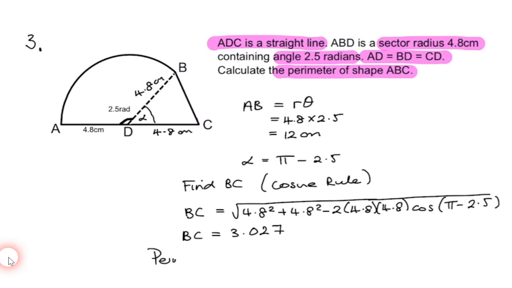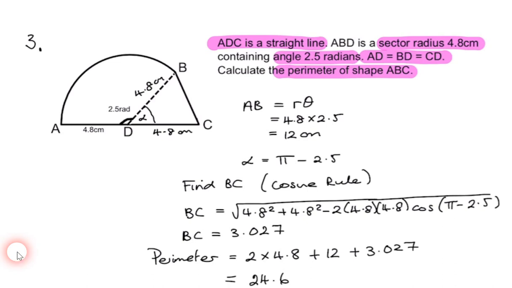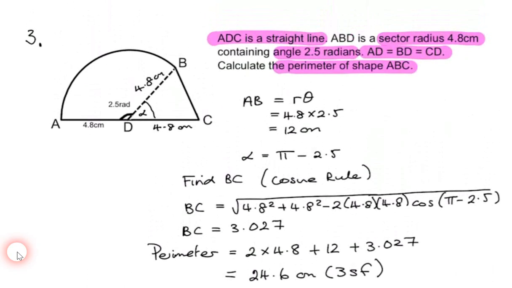So the perimeter is, well, it's 2 lots of 4.8, which is the length AC, plus AB, which is the 12, plus the answer I've just found. Okay, and if you add those together, you get 24.6 centimetres, and that is correct to 3 significant figures. And that is the end of section 5.2.